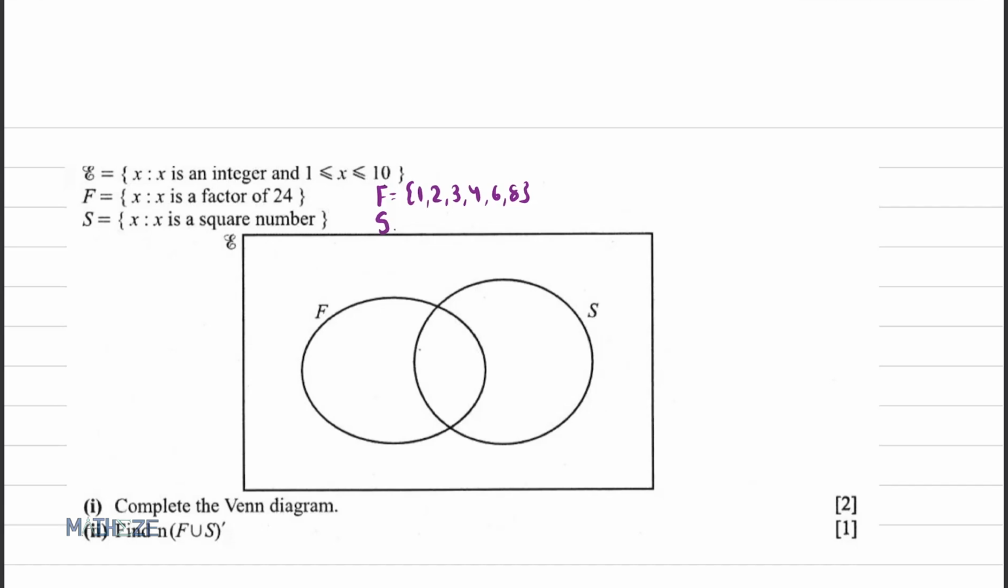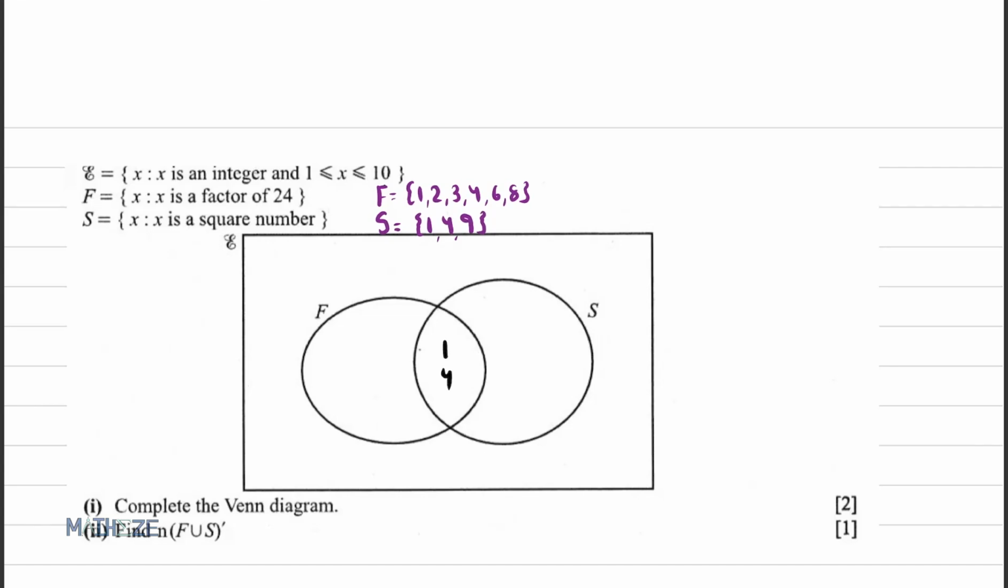What's set S? It says it's a square number. So what's 1 squared? It's 1. 2 squared is 4. 3 squared is 9. Now you need to fill this entire data into a Venn diagram. So what's common between F and S? 1 and 4, which is the intersection. You get this?